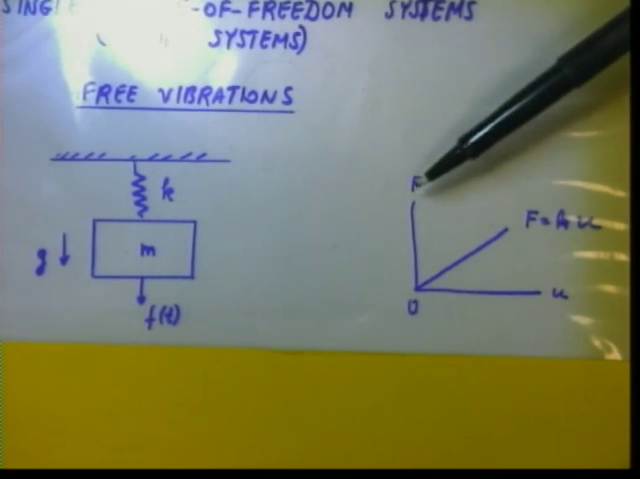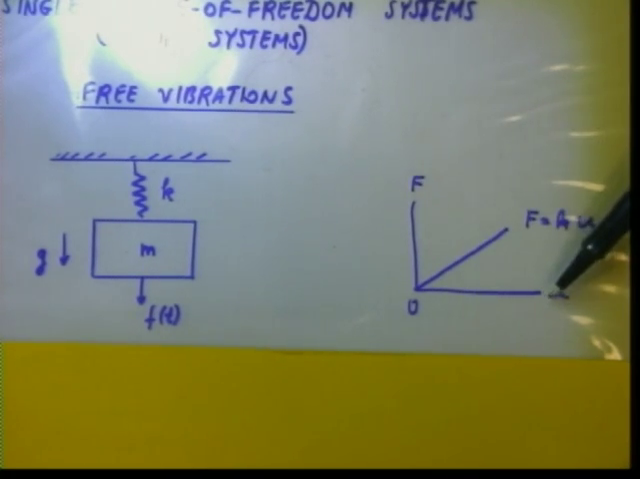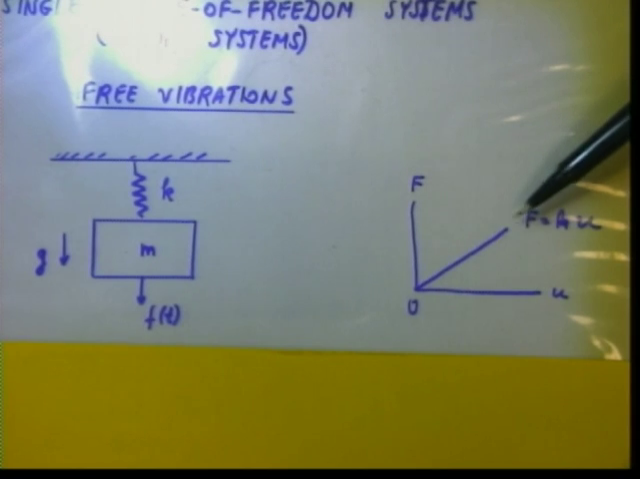Bigger the force, bigger the elongation. And the connection is a linear function. This is not always the truth in reality, but for small forces and small displacement, that is a good approximation, and this connection is written here as k times u. F equals k times u.